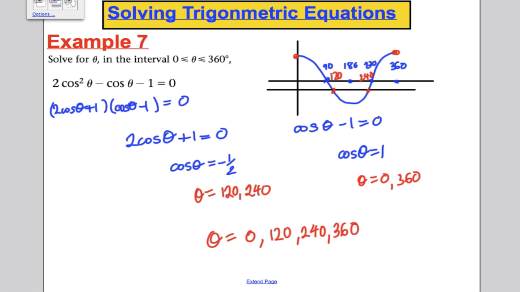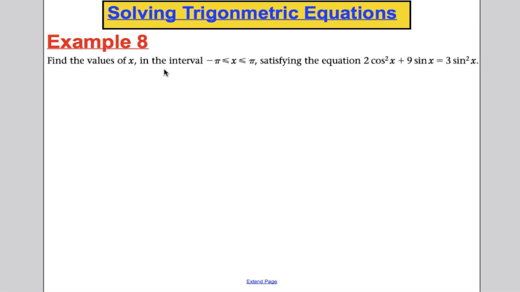And our last example, I'm sure you'll be glad to hear, the very last one, and we have revised everything in Core 2 trigonometry. Find the values of x between minus pi and pi, satisfying that equation there. So we are trying to solve 2 cos squared x plus 9 sine x equals 3 sine squared x. Okay, you'll notice there's cos squared x's, sine x and sine squared x's.